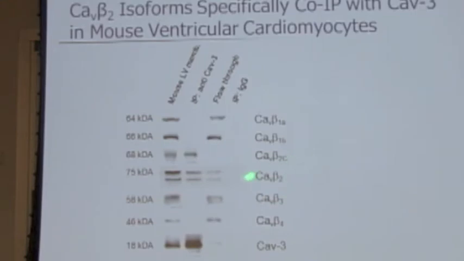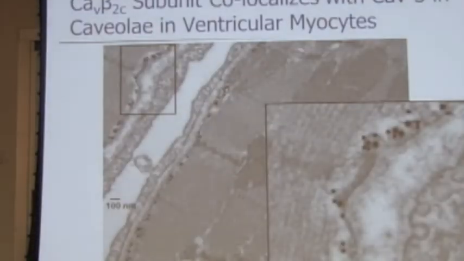And another less specific beta 2 antibody, recognizing the C terminus of the beta subunit, so it identifies multiple isoforms of the beta 2 subunit, you can see that came down with the Cav3 immunoprecipitation. Beta 3 and beta 4 failed to associate with Cav3. So we think that the beta 2 subunit uniquely associates with caveolin 3 and may be important in targeting these L-type calcium channels to caveoli.